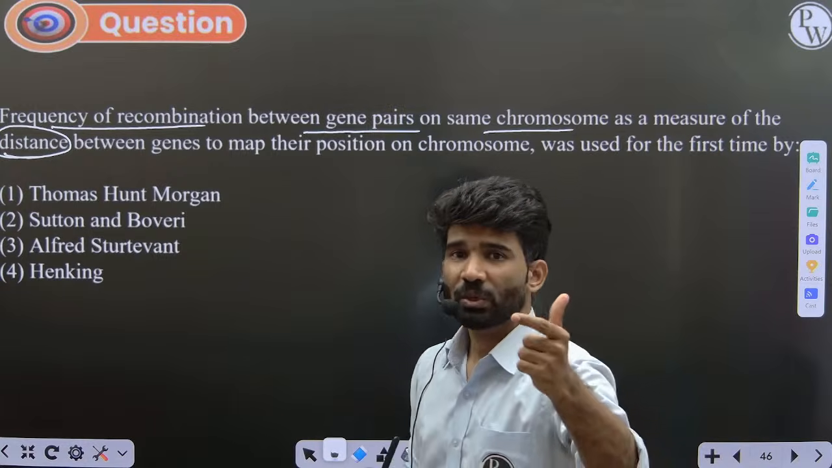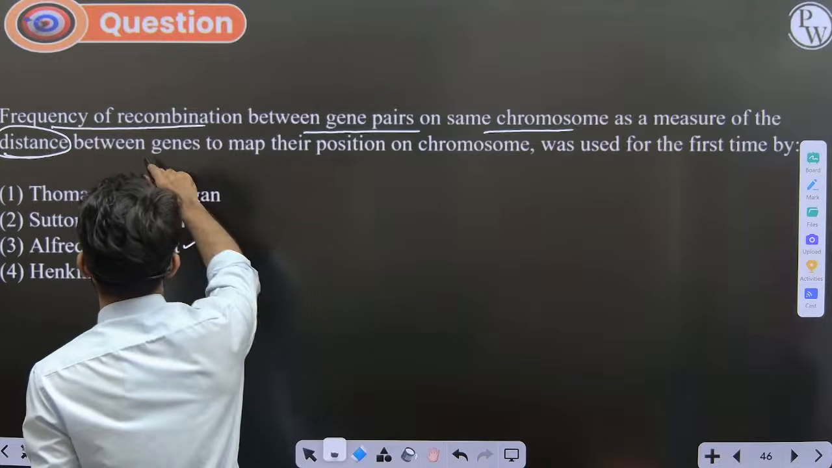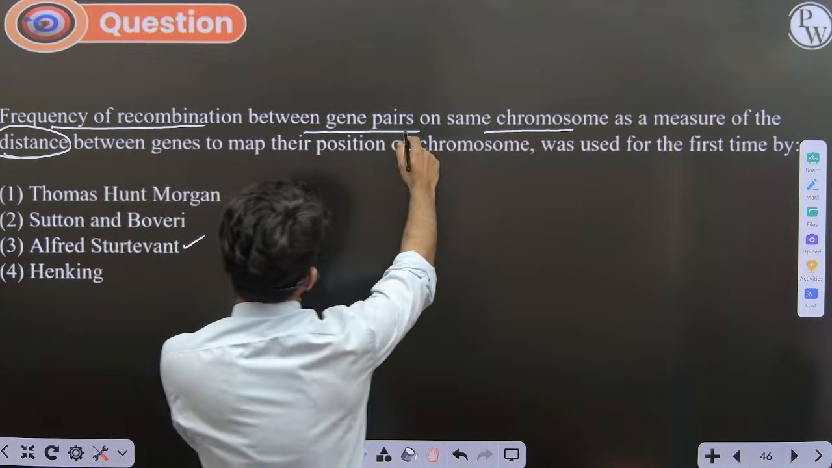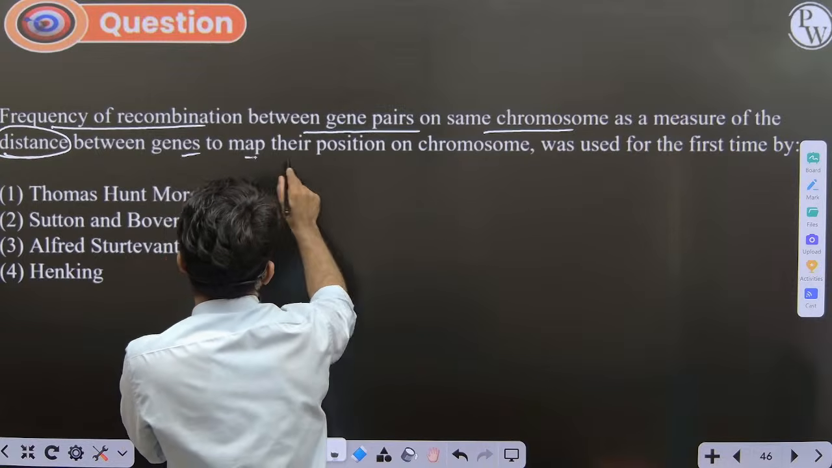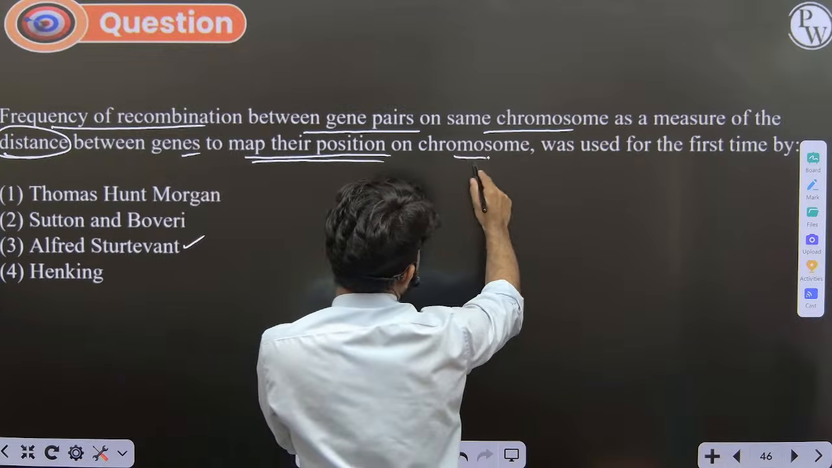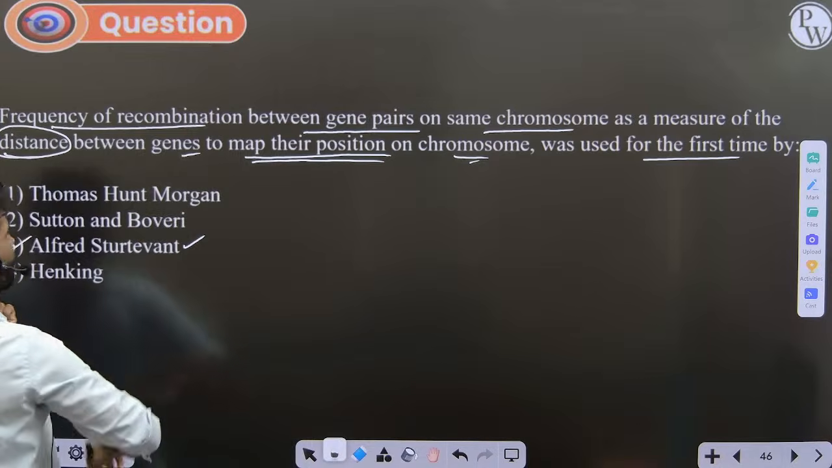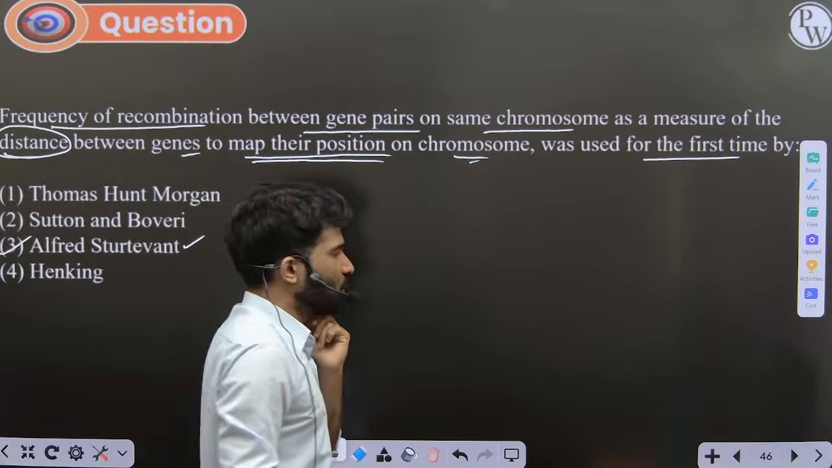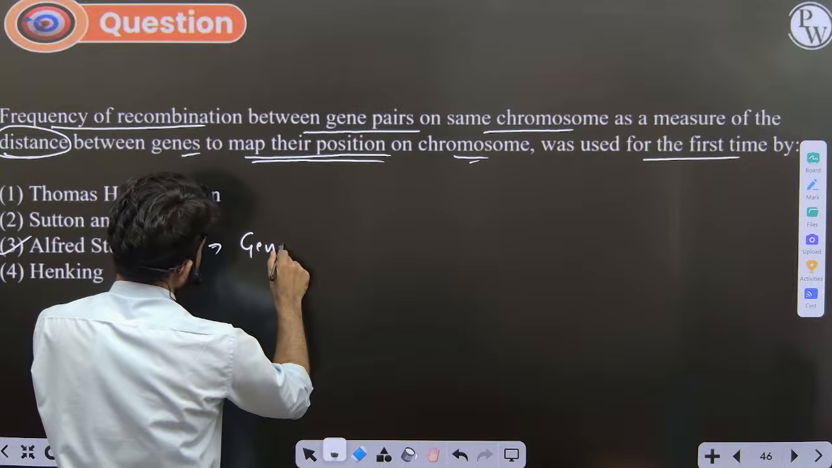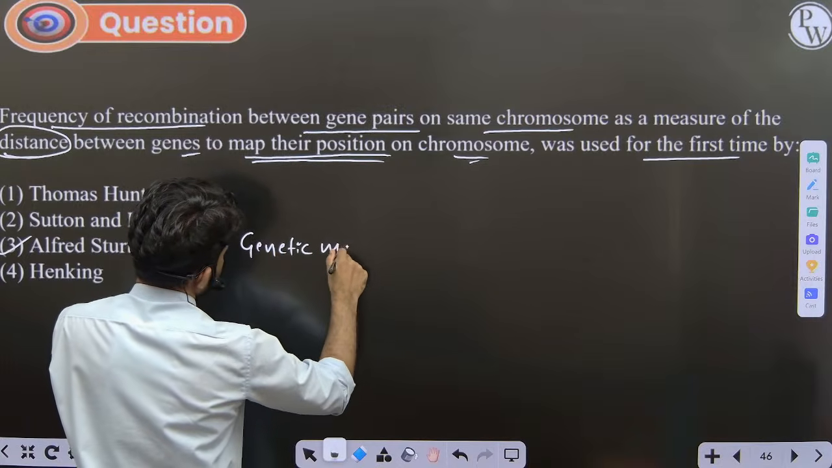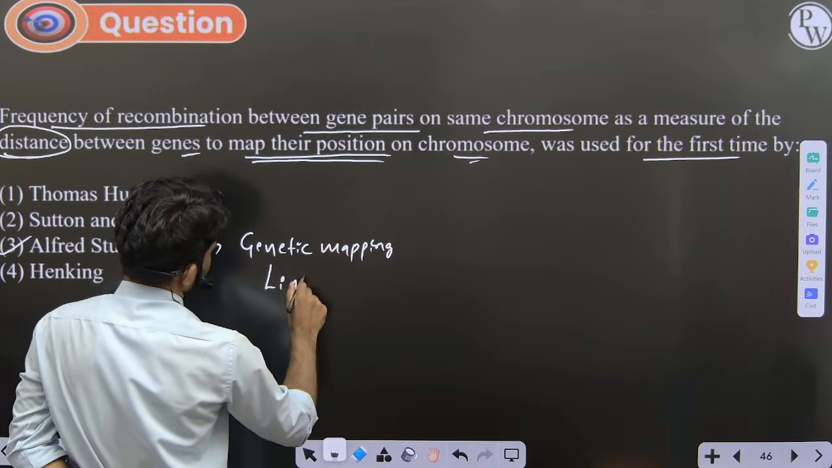He is the student of Morgan, Alfred Sturtevant. What he says is that the frequency of recombination between gene pairs on the same chromosome is a measure of distance between the genes to map their position. It was used for the first time by the scientist Alfred Sturtevant, a student of Morgan, who gave the concept of linkage mapping, also called genetic mapping.